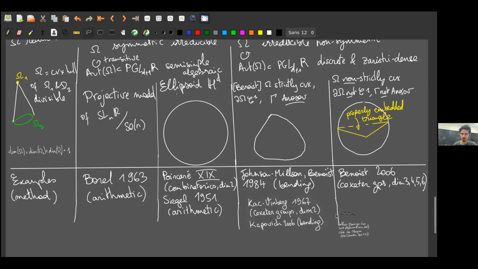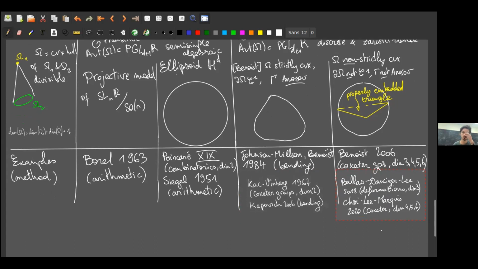Later on, other kinds of examples were found, but always in dimension at most 6, by Ballas-Cooper-Leitner using deformations in dimension 3, and then Choi-Lee-Marquis in dimensions 4, 5, 6. And actually also Ludovic Marquis's thesis gives a lot of examples in dimension 3 as well, using Coxeter groups.